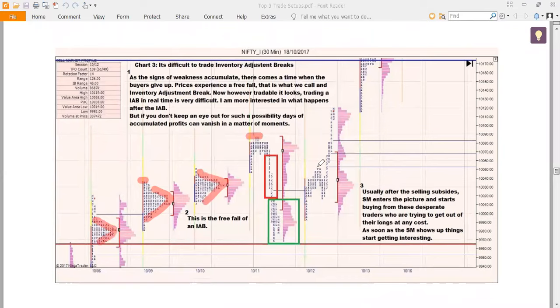So if everybody has bought already, there is nobody left to push the prices higher. And smart money is usually very observant of all these things. So what they do is they also stop buying, and they just stand aside. And when they are not supporting the markets, what happens is that the market goes into a free fall, something like this.